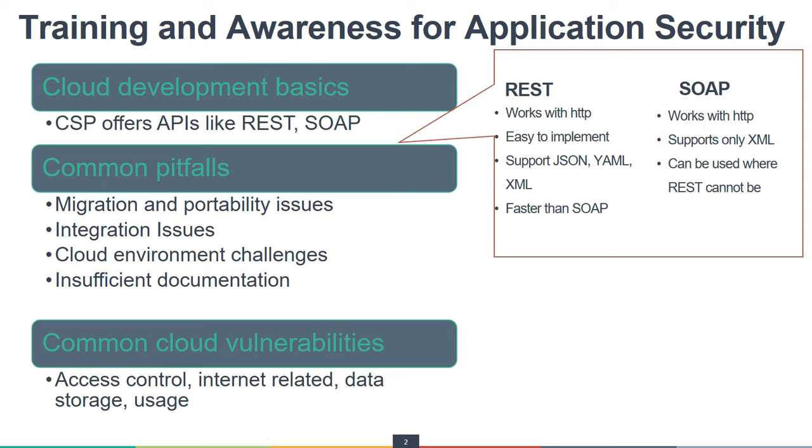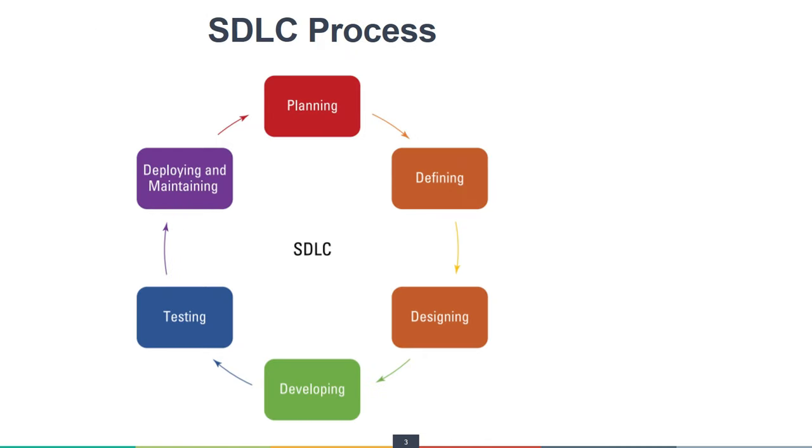So REST and SOAP, in terms of cloud deployment, we have both. REST works on HTTP and is easy to implement. REST supports JSON, YAML, and XML formats and is faster than SOAP. SOAP also works on HTTP, but supports only XML, and can be used where REST cannot be.